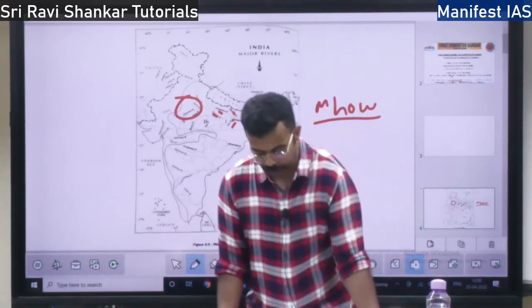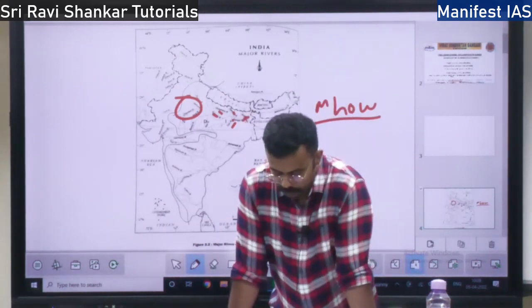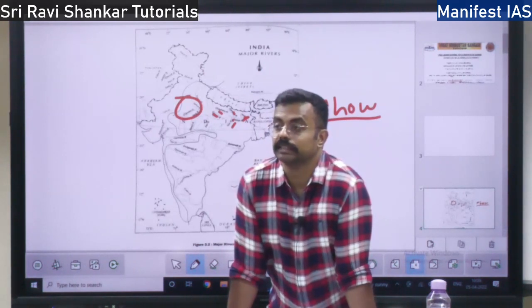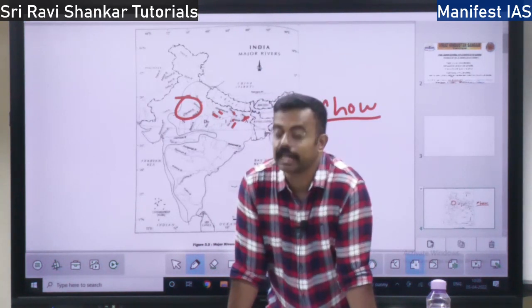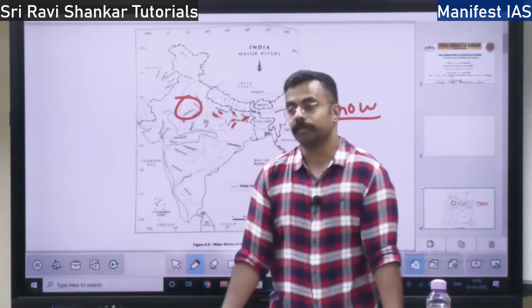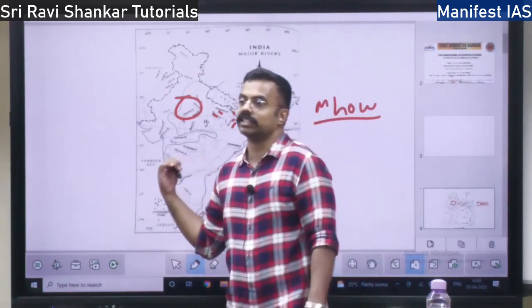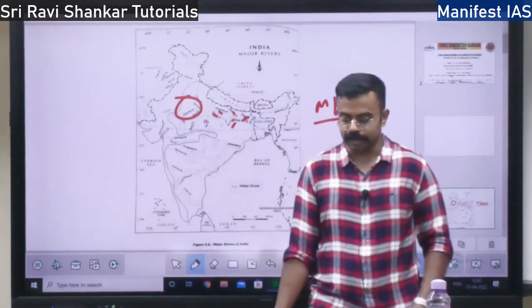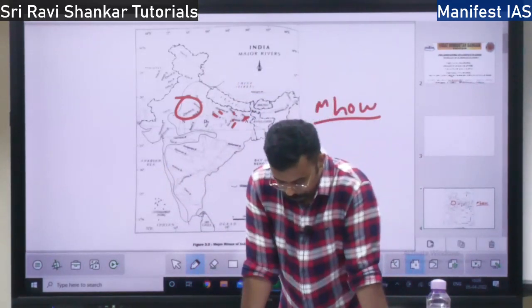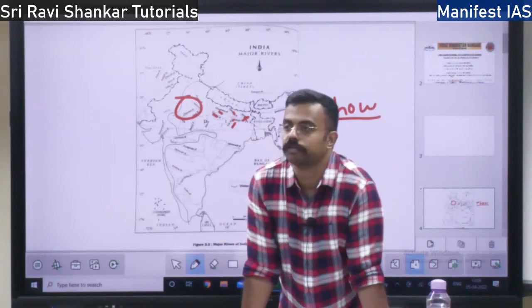It flows through Kota, and what is the dam that is built on the Chambal river at the Rajasthan Madhya Pradesh border? You have the Gandhi Sagar Dam. Gandhi Sagar Dam is built on the Chambal river. Chambal is famous for the ravines. I have discussed badland topography. What is a ravine?